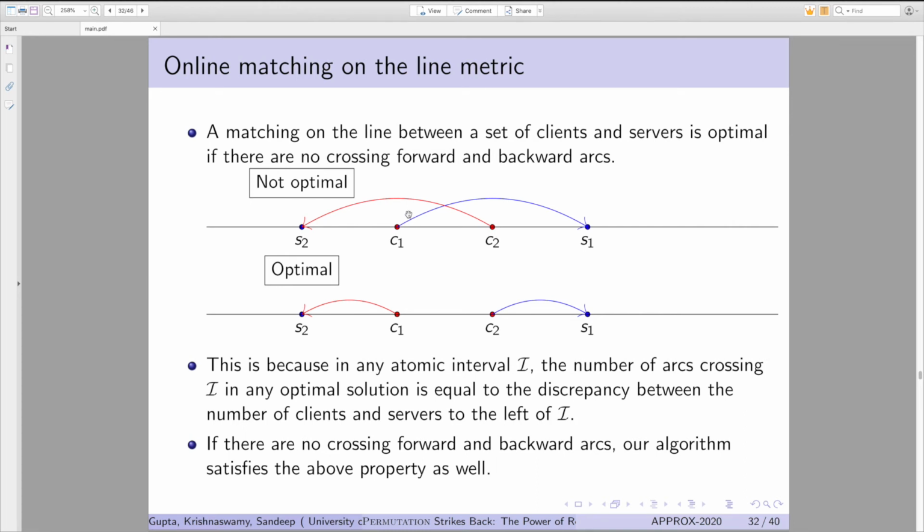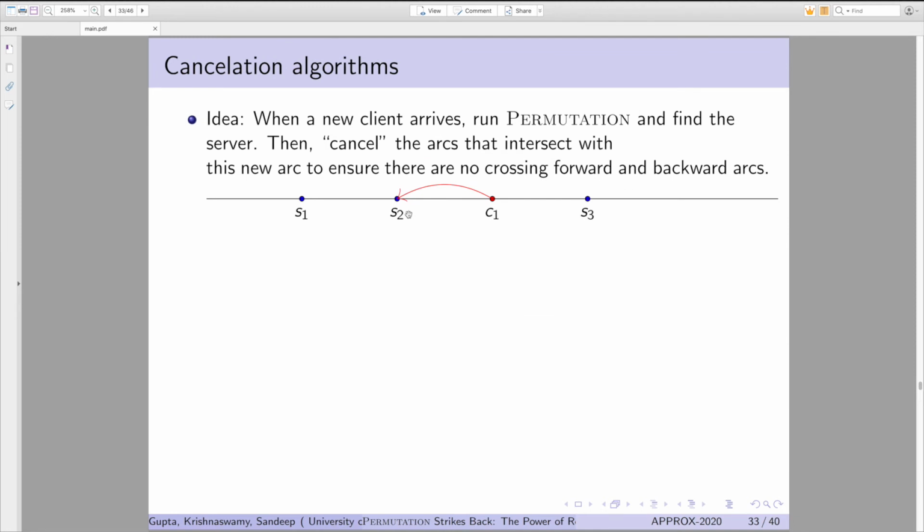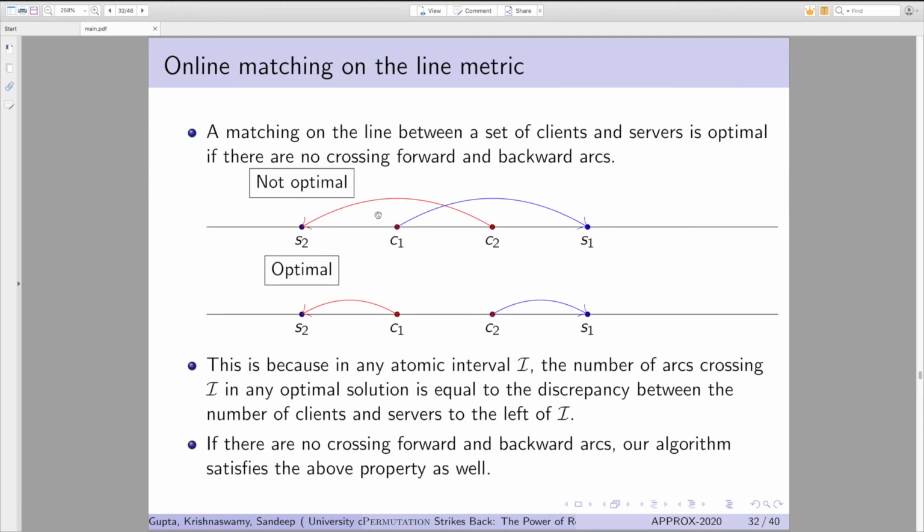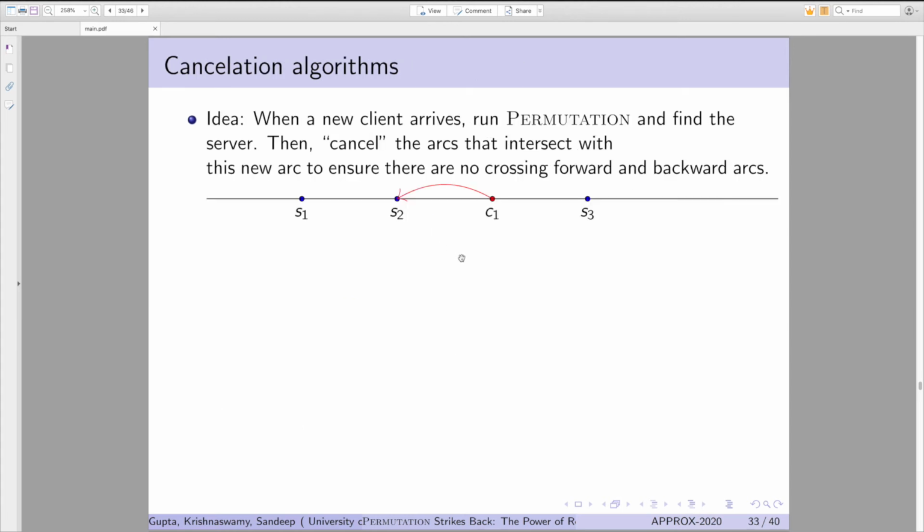So how do we use this property to get an algorithm? One idea is to come up with a cancellation type of algorithm. By cancellation, we mean something similar to what we did here. We interchange the clients and servers of two arcs, so that if they were intersecting before, one forward and one backward, they no longer intersect. So one idea is to do this cancellation whenever there are intersecting forward and backward arcs.